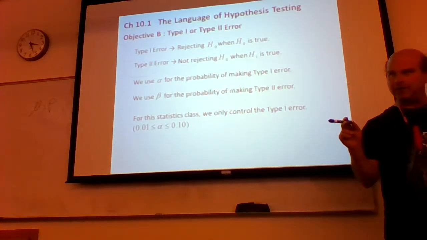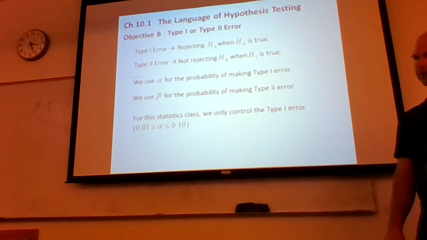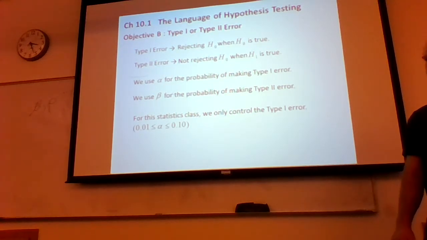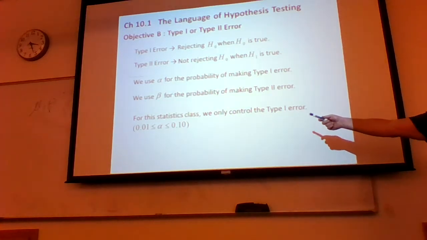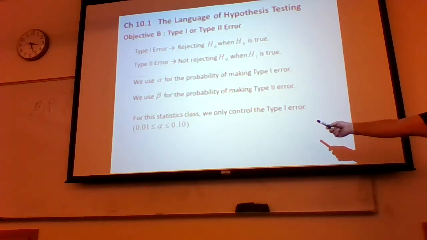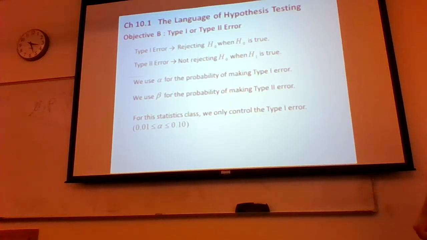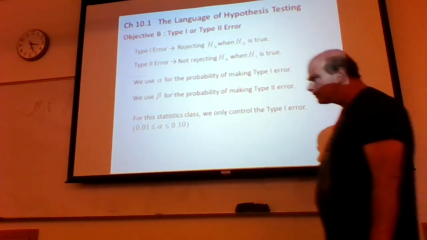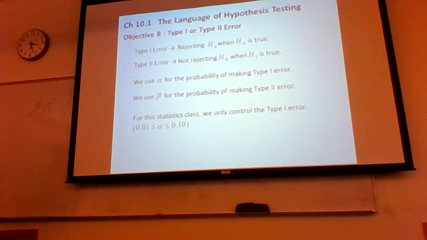Yes? I'm sorry. You said the smaller you make alpha, the bigger beta's going to be? That's correct. And vice versa. So since we're controlling alpha here, beta is going to be bigger, isn't it? It's going to be large. So we are going to get false negatives. But that's just what we're going to have to live with in this class. So we might acquit or set free guilty people.